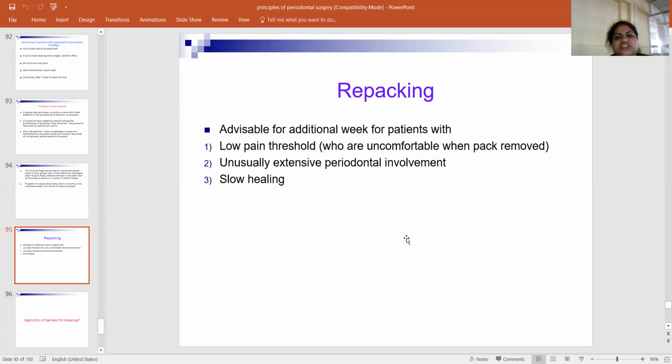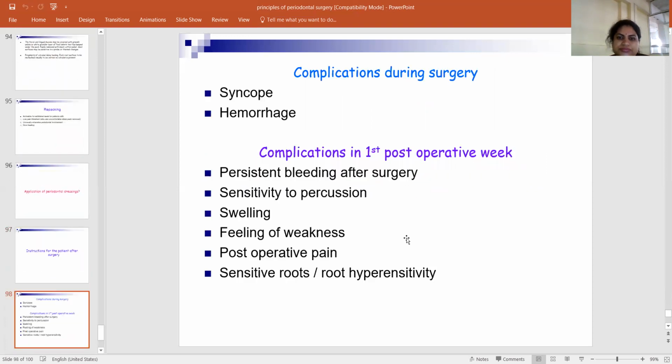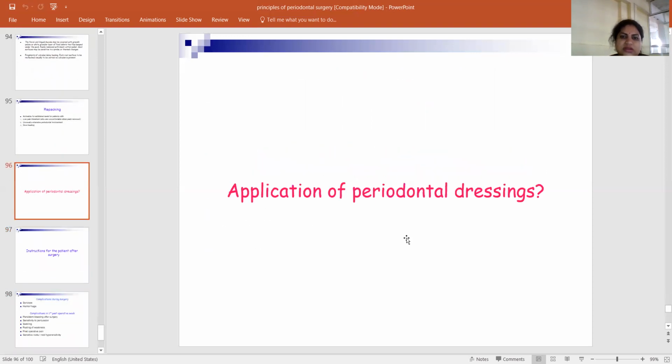Repacking is advised for an additional week for patients with a low pain threshold who are uncomfortable when the pack is removed, unusually extensive periodontal involvement, and a slow healing process. Application of periodontal dressing we have already discussed.